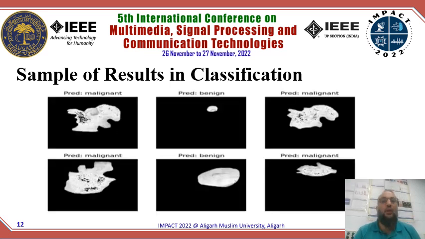Here is a sample of the results in the classification. After we trained our model for the segmentation part, we took the segmented part and multiplied it with the original image, and trained the model on these texture features. This is the result: malignant, benign, and so on.